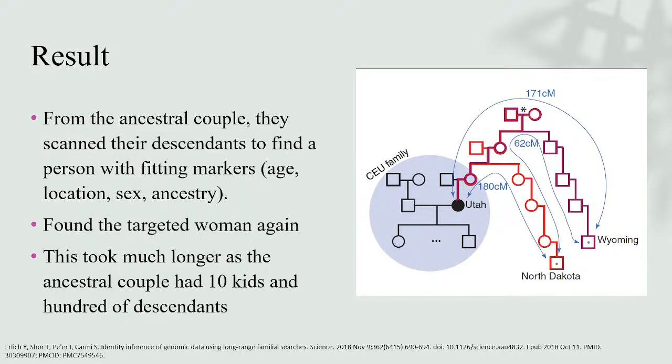From the ancestral couple, they would scan the descendants to find the person with the fitting markers or fitting filter, like age, location, sex, ancestry, and they would find the targeted woman again. In the paper, they say that this took much longer as the ancestor had 10 kids and then hundreds of descendants, but they did it in a day.